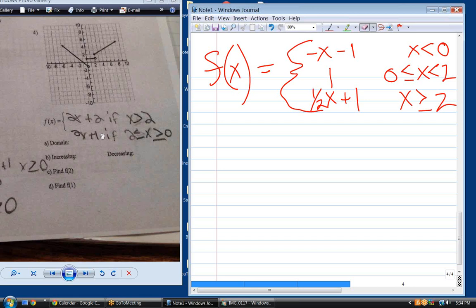The function's increasing at the x is... Where in the domain is it increasing? It's never increasing at a point. It's always increasing over an interval. So what is the interval that the function is increasing?